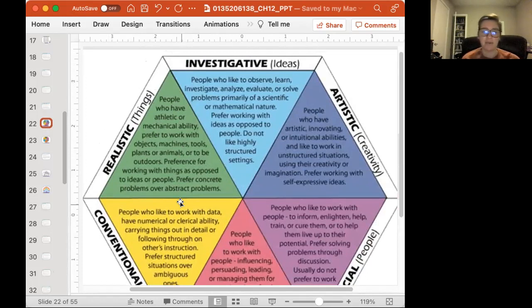As for the investigative person, ideas, there are people who like to observe, learn, investigate, analyze, evaluate, or solve problems primarily of a scientific or mathematical nature. They prefer working with ideas as opposed to people. They do not like highly structured settings. Artistic, that's the creativity side. People who have artistic, innovating, or intuitional abilities and like to work in unstructured situations. They use their creativity or imagination and prefer to work with self-expressive ideas.